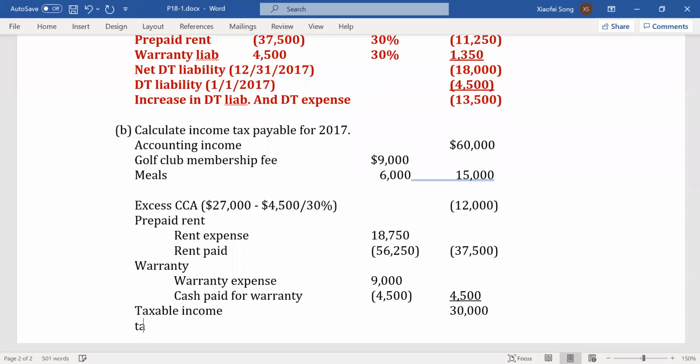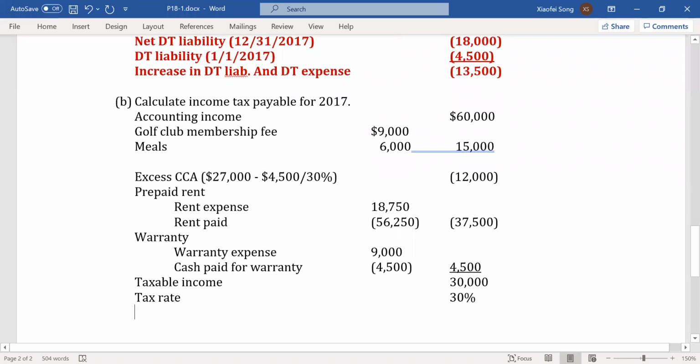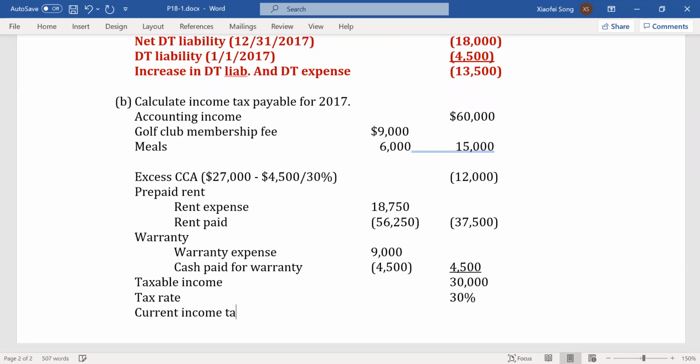And at the tax rate of 30%, we have the current income tax. This is also tax payable, same thing. That would be $9,000.